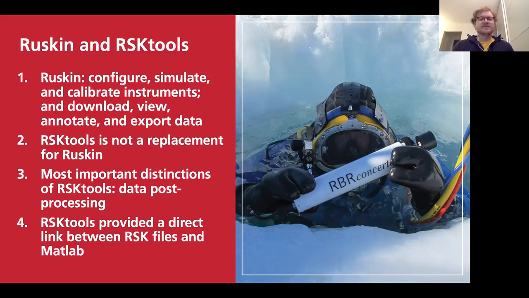One of the most important distinctions between the two is the capability of RSKtools to do post-processing, so smoothing channels or aligning channels or flagging bad data with despiking algorithms. And RSKtools is a direct link between an RSK file and MATLAB. So you don't need to open an RSK file with Ruskin and then export it into another format such as Excel or a CSV text file. We can just read the RSK file directly with RSKtools.